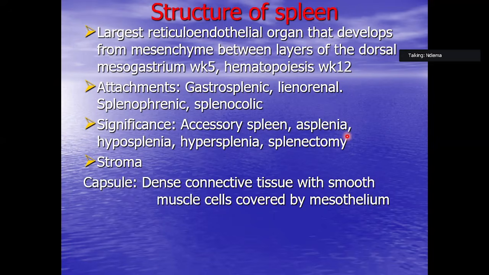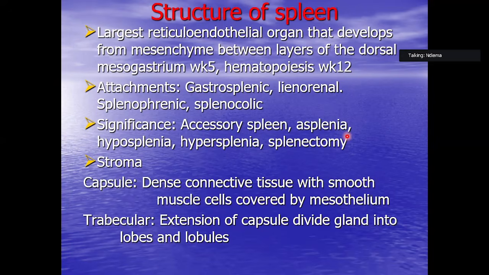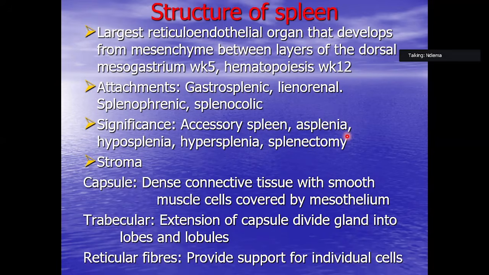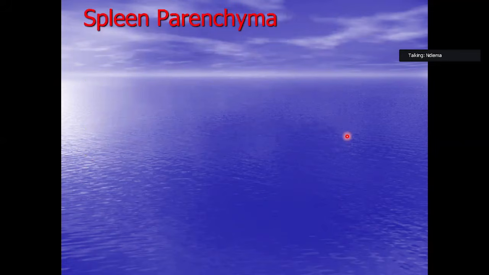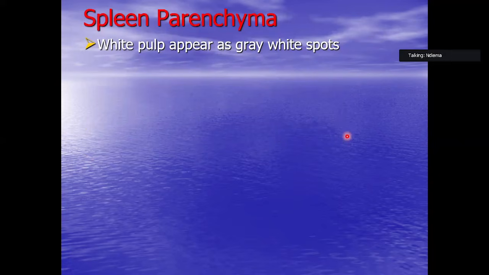And then, like I said, the stroma consists of the capsule, dense fibrous connective tissue, the trabecula extending from the capsule, comprising of smooth muscle and collagen fibers, and then finally the reticular fibers, providing the individual supportive framework for the cells. And then the parenchyma, that's the cells of the spleen. We look at the parenchyma as comprising of the white pulp, which appear grayish-white, but in a freshly cut spleen, it appears as white spots because it comprises of aggregates of white blood cells.